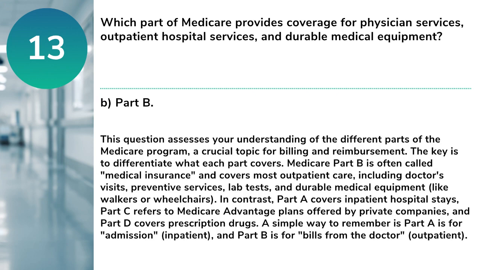Answer: B. Part B. This question assesses your understanding of the different parts of the Medicare program, a crucial topic for billing and reimbursement. The key is to differentiate what each part covers. Medicare Part B is often called medical insurance and covers most outpatient care, including doctor's visits, preventive services, lab tests, and durable medical equipment, like walkers or wheelchairs.